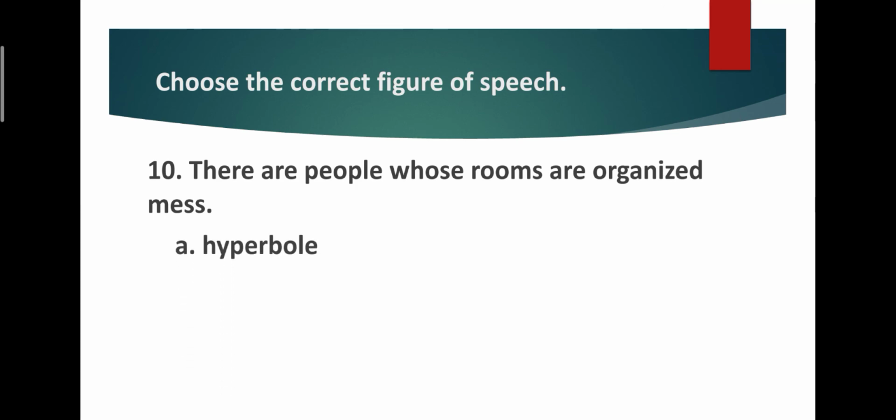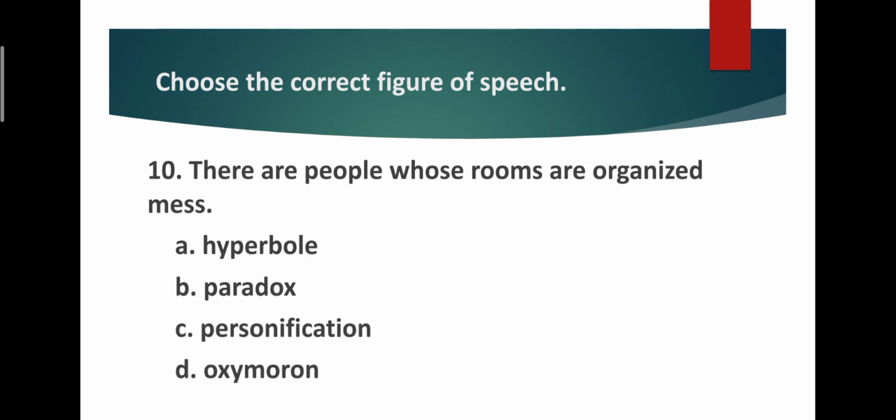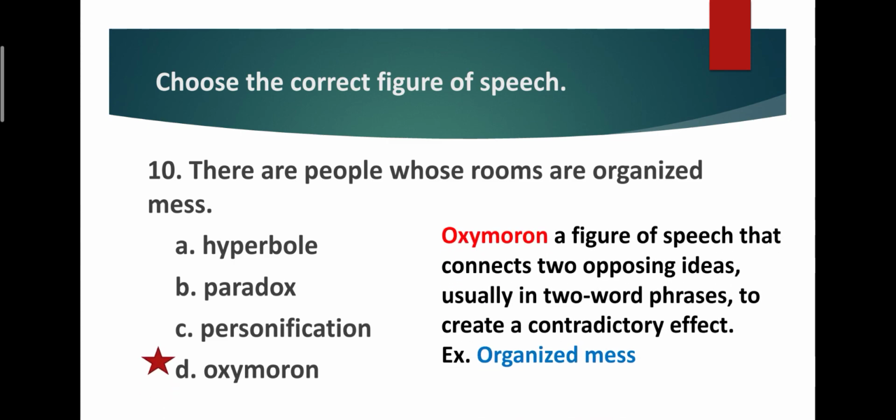Is this an example of what? A. Hyperbole, B. Paradox, C. Personification, D. Oxymoron. There are people whose rooms are organized mess. This is an example of oxymoron, because an oxymoron is a figure of speech that connects two opposing ideas, usually in two-word phrases, to create a contradictory effect. The contradictory effects here are the organized, hapsay, and mess, gubot.